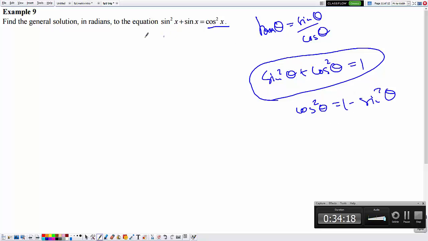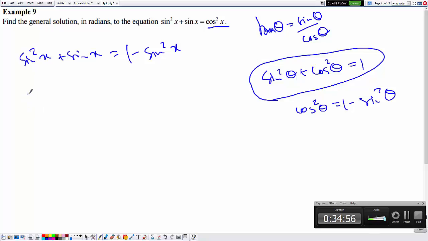So this equation, sine squared x plus sine x equals cos squared x, becomes sine squared x plus sine x is equal to what? Now don't let the x confuse you. This x is still our angle. You could call this theta, and I used theta here. They're just using x for your angle. It's not the x on your x-axis when we do our unit circle. This is just a theta. Well, cos squared is 1 minus sine squared, so it's 1 minus sine squared x.